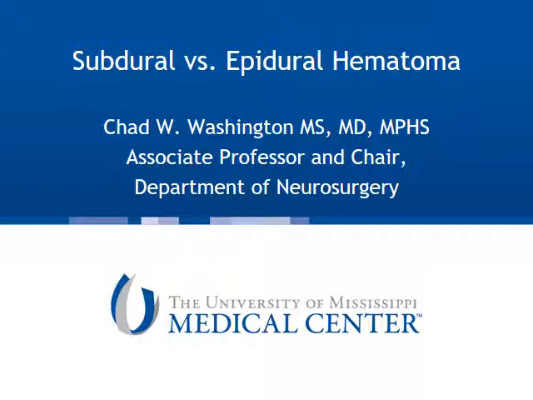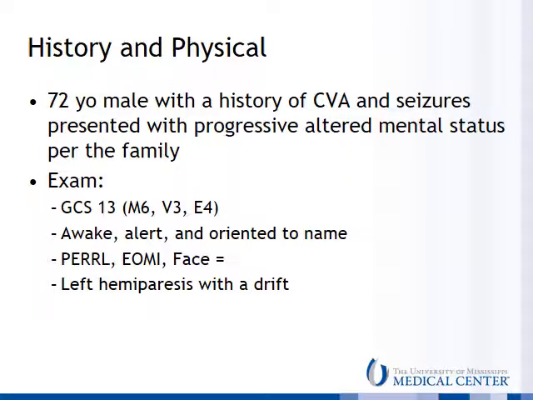So now we're going to talk about some different types of intracranial hematomas. That 2-year-old male with a history of a cerebrovascular event and seizures presented with progressive altered mental status per the family. So on his exam, again, we get back to that GCS, the Glasgow Coma Scale.